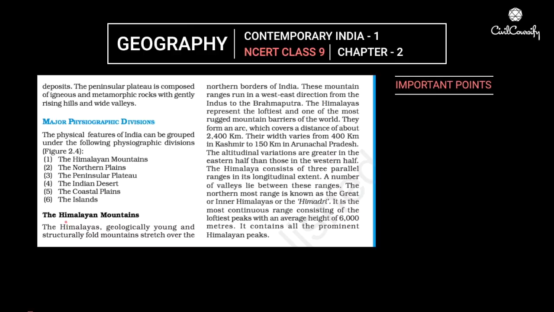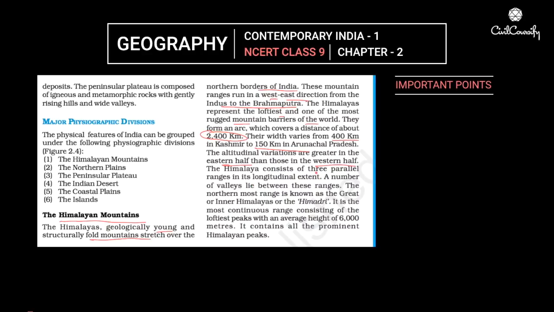Coming back to the physiographic divisions, the first one is the Himalayan mountains. The Himalayas, geologically young and structurally fold mountains, stretch over the northern borders of India. These mountains run in a west to east direction from the Indus to the Brahmaputra. The Himalayas represent the loftiest and one of the most rugged mountain barriers of the world. They form an arc which covers a distance of 2,400 kilometers, and the width varies from 400 kilometers in Kashmir to 150 kilometers in Arunachal Pradesh. The altitude variations are greater in the eastern half than in the western half.